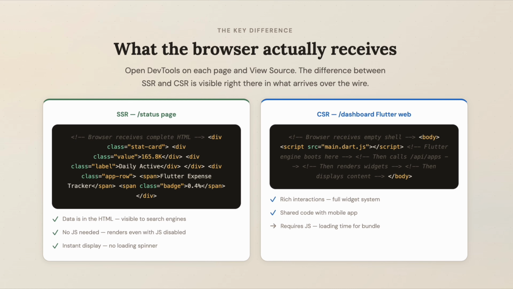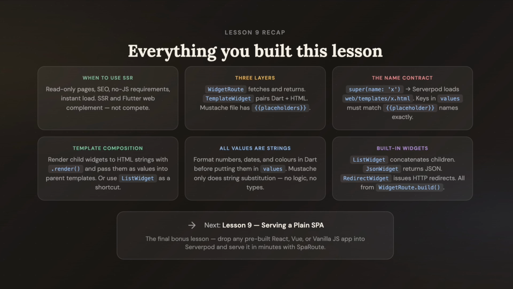Yep, so let's recap the lesson. So we understood when server-side HTML rendering is the right choice: lightweight, public-facing, SEO-friendly pages, versus when Flutter Web is right, where you have rich, interactive, state-heavy apps. We learned the 3-layer SSR system in Serverpod, which is WidgetRoute that handles the request and fetches data, TemplateWidget, which pairs a Dart class with a Mustache HTML file using the name parameter, and the Mustache template file lives in the templates folder in the web directory in our server package with the placeholder syntax. We created 2 templates, the stats summary.html for the page and app row.html for each app row.